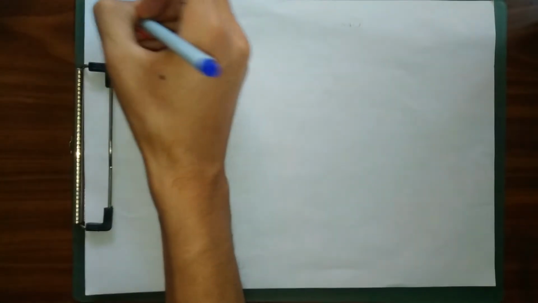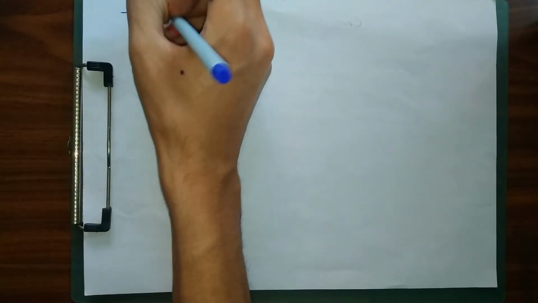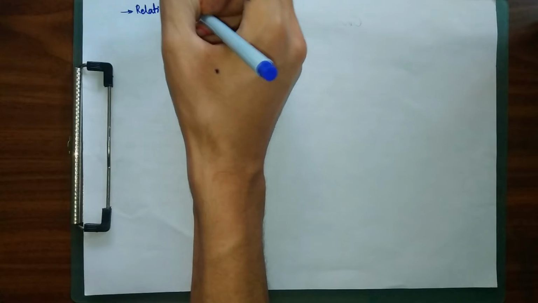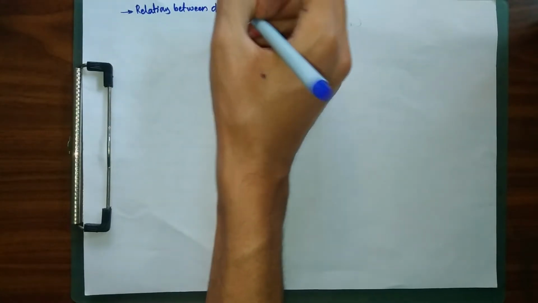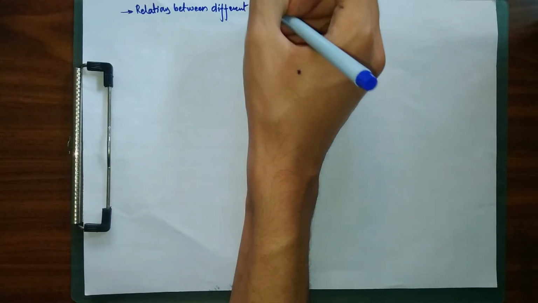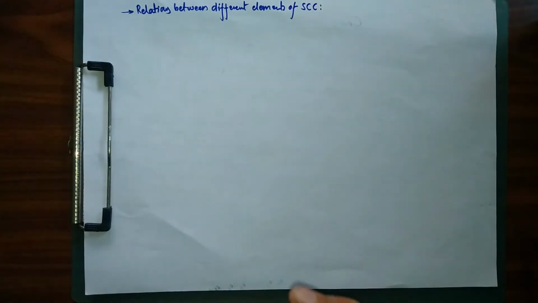So now we are going to learn about different properties of a simple circular curve. So let me write down the different properties or relations. Let's use the word relations for now. Relations between different elements of a simple circular curve, or we can say properties as well. So yes, this is our simple circular curve.